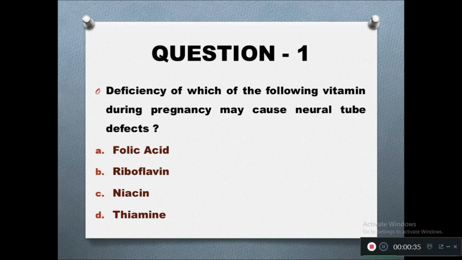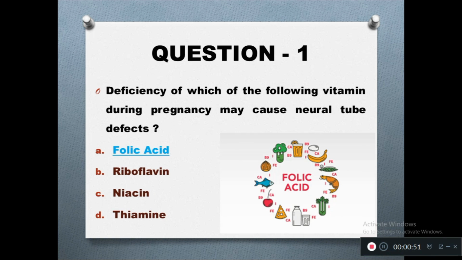Deficiency of which of the following vitamins during pregnancy may cause neural tube defect? Folic acid, riboflavin, niacin, thiamine. So any guess? The right answer is folic acid. Folic acid deficiency can cause neural tube defect for the newborn baby.